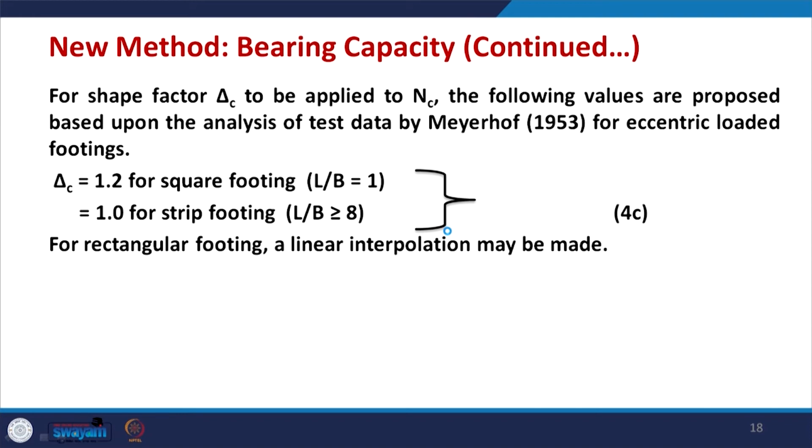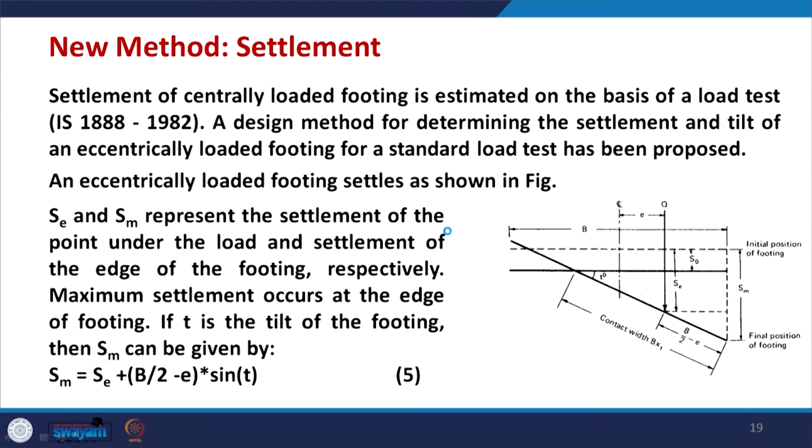But now let us see what happens to settlement. In case of this new method, the researchers have also proposed a settlement approach. When you have centrally loaded footings, means there is no eccentricity, in that case settlement can be found either using the plate load test, or you can use the settlement load test methods given in code IS 1888 1982. So, that can be simply used.